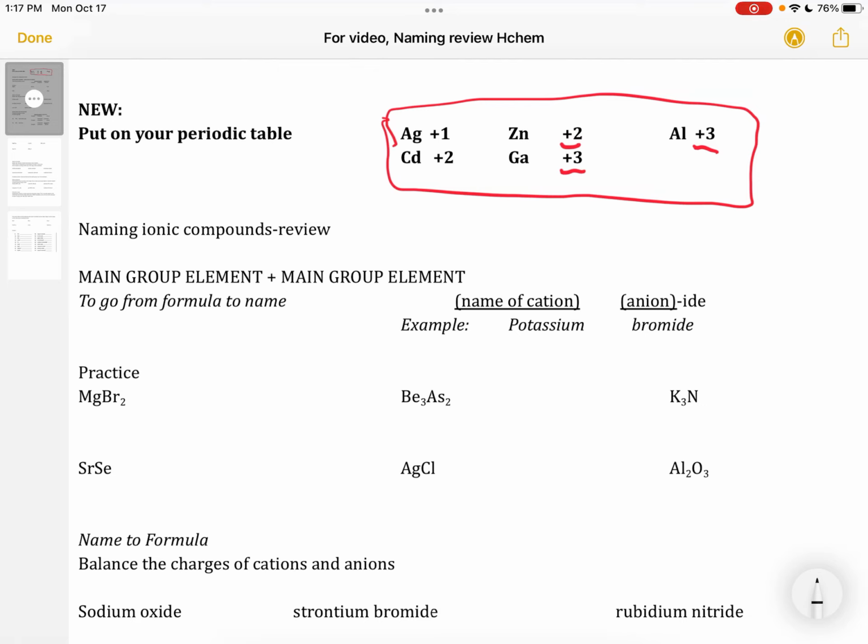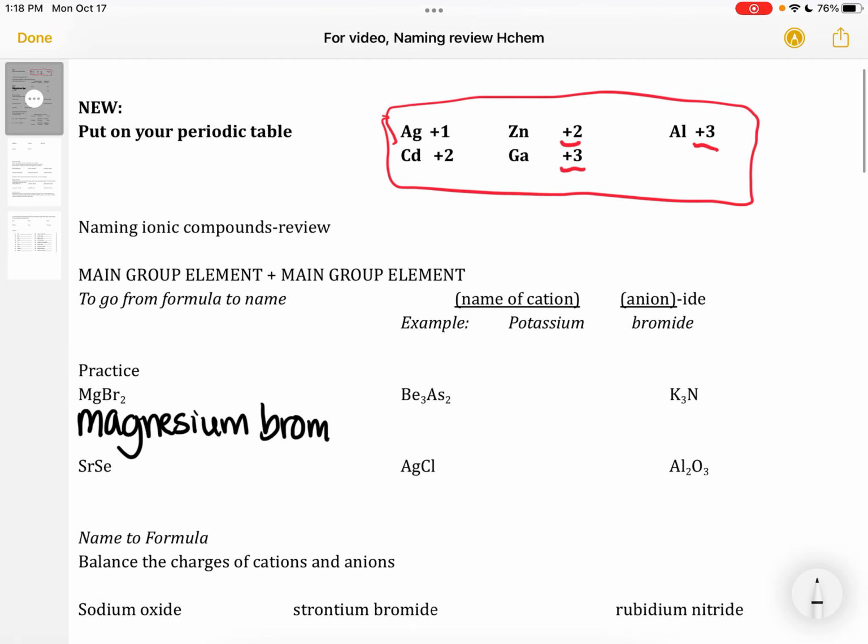So MgBr2, magnesium, its name doesn't change, but instead of bromine, it becomes bromide. Okay, next we have beryllium and arsenic. So it will be beryllium arsenide. Next we have potassium is K, N is nitrogen, potassium nitride.